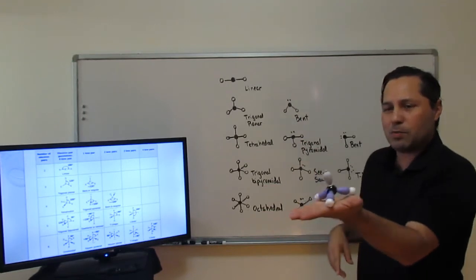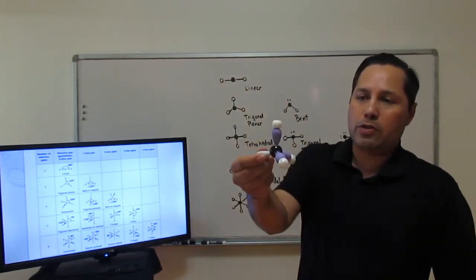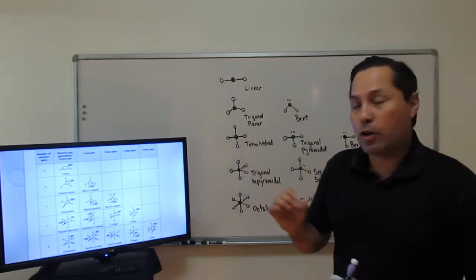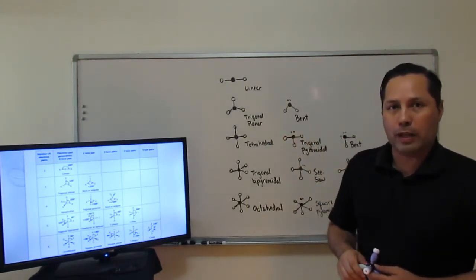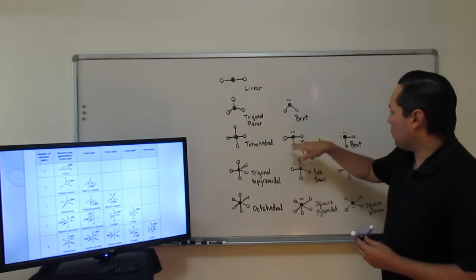Pyramidal, because it does make a little bit of a pyramid. Alright, so that would be its name. It will have 3 shared and 1 unshared pair of electrons. Now we can keep on going a little bit further.